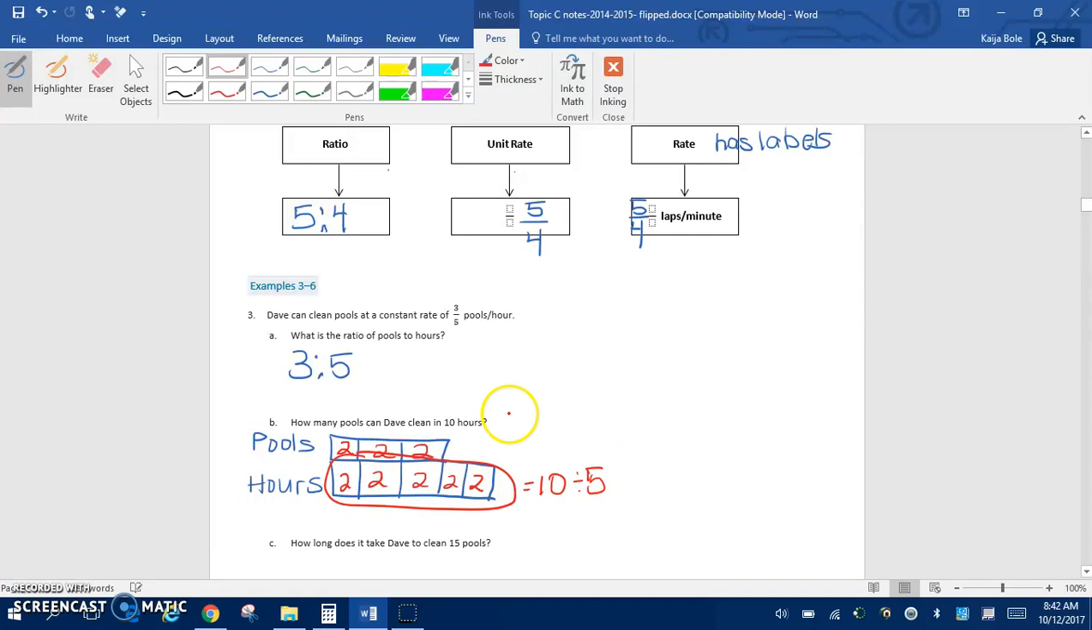Now we have to answer the question. The question said, how many pools can Dave clean? So this would equal 2 times 3, which is 6. So we can say that Dave can clean 6 pools. And that's our answer.